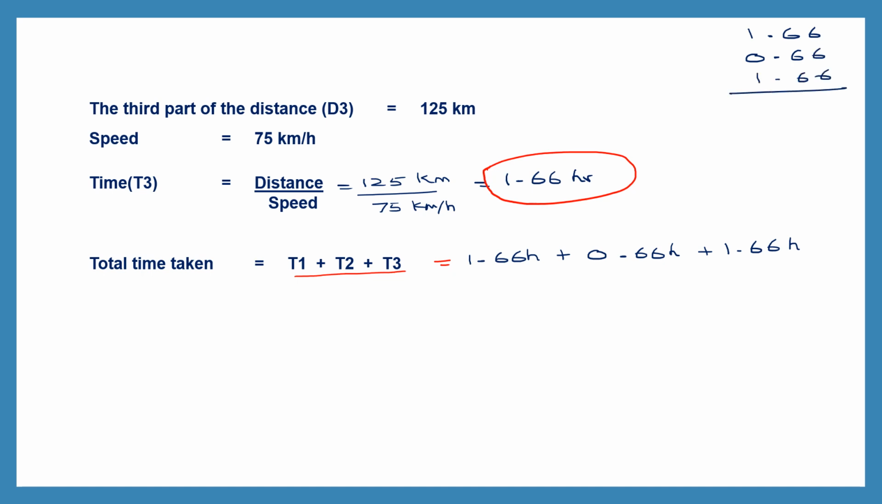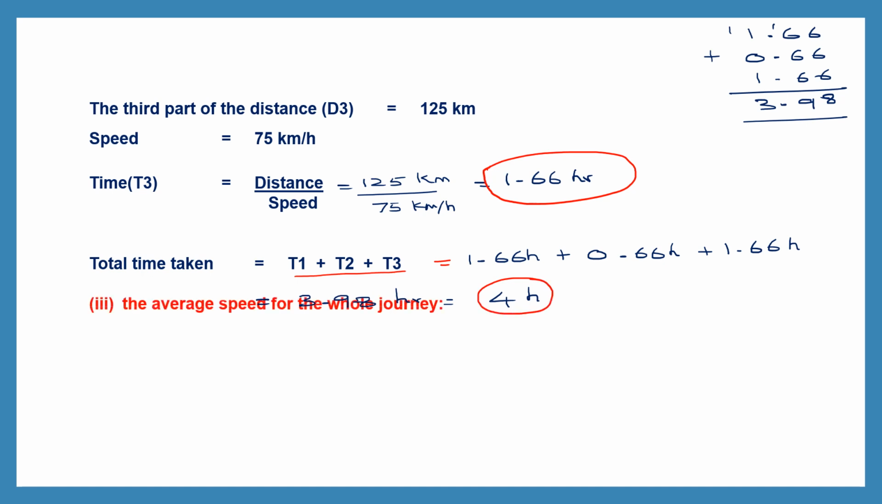Let's add it up. 6 plus 6 is 12, 12 plus 6 is 18, carry 1, again 8 plus 1 is 9, and then 9, 3, 3.98. So the total time taken is 3.98 hours. Since it's close to 4 hours, we can say this is 4 hours. So the total time taken is 4 hours.